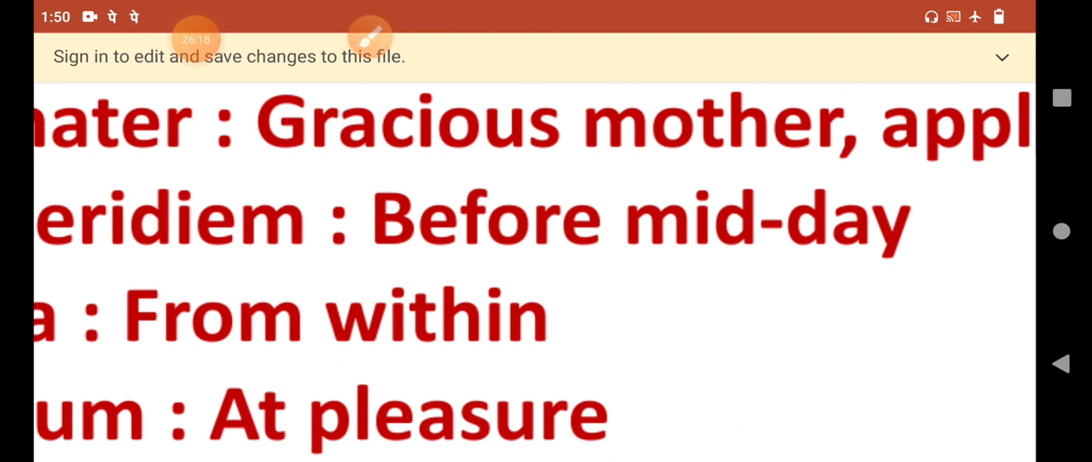The headmaster has directed the students: you should attend tomorrow at 9 a.m. 9 a.m. means in the morning, and 9 p.m. means in the evening. P.M. is called post meridian, and a.m. is ante meridian. That is the example.